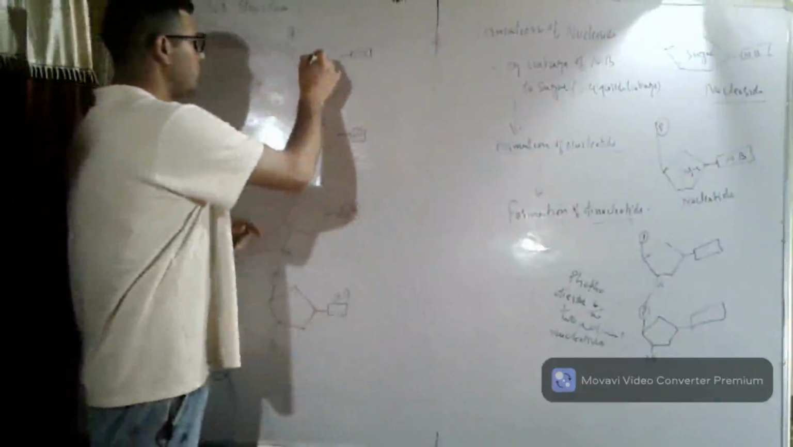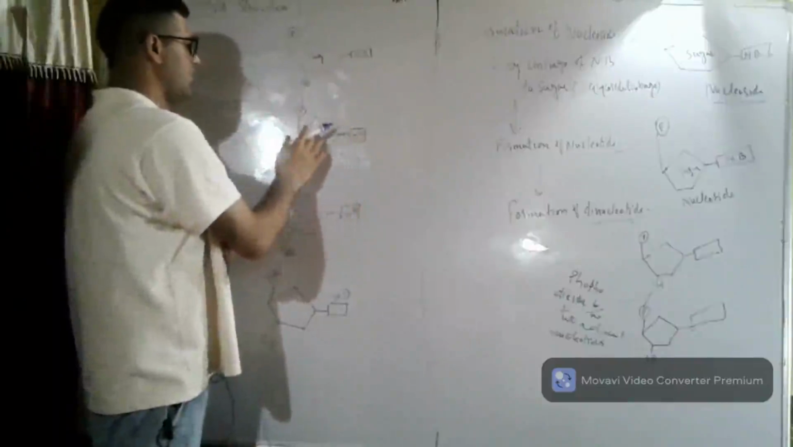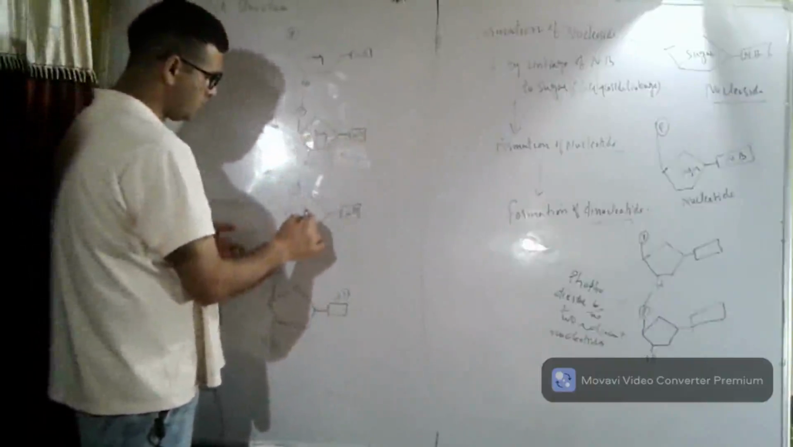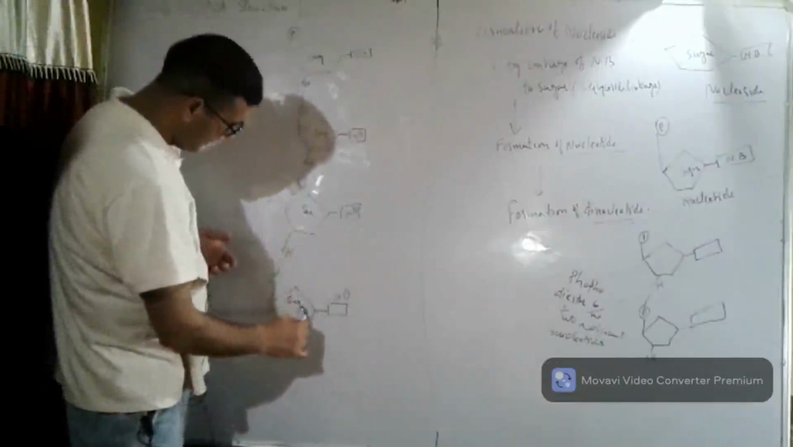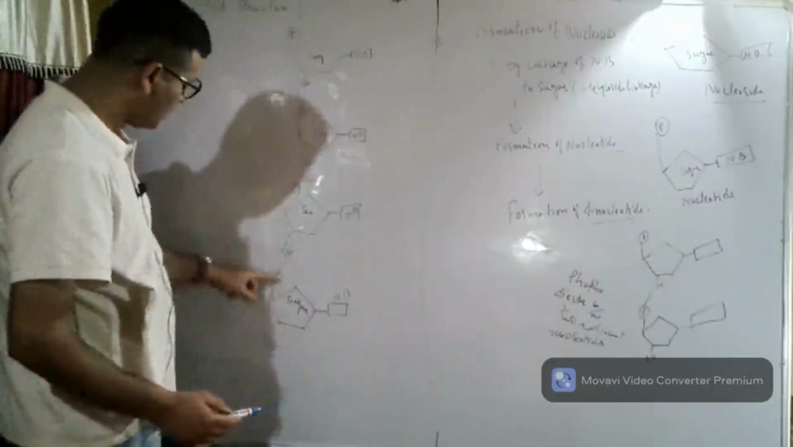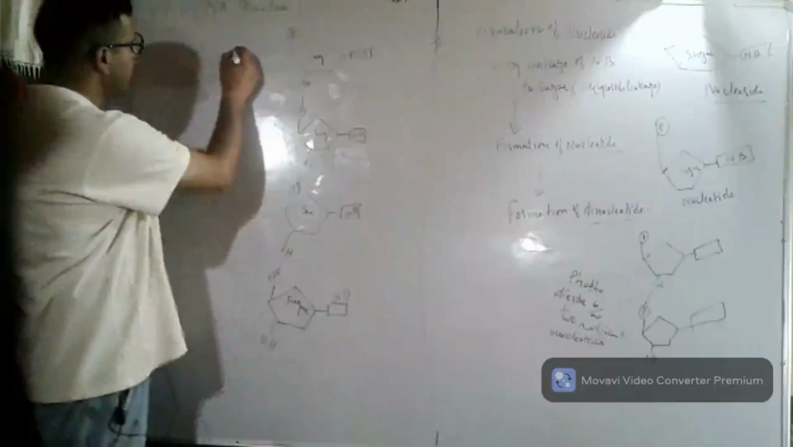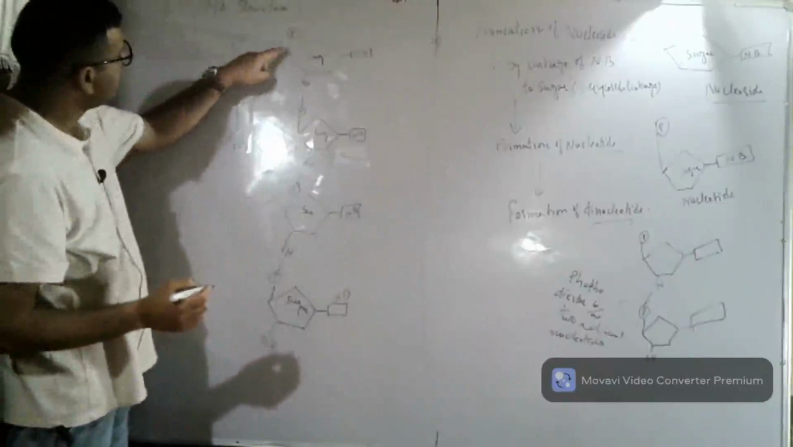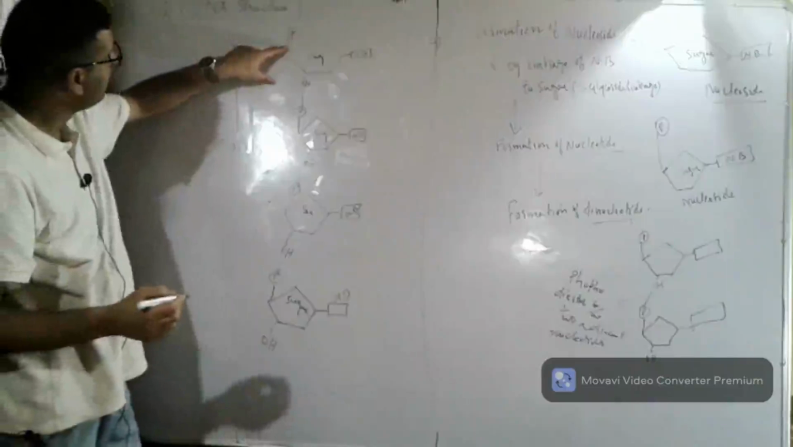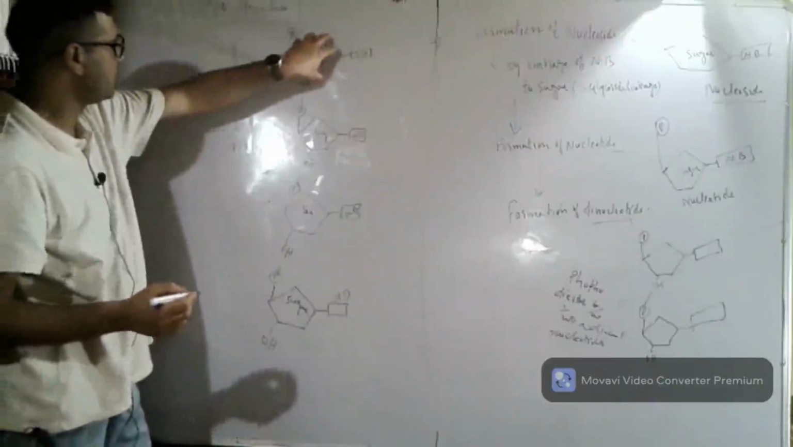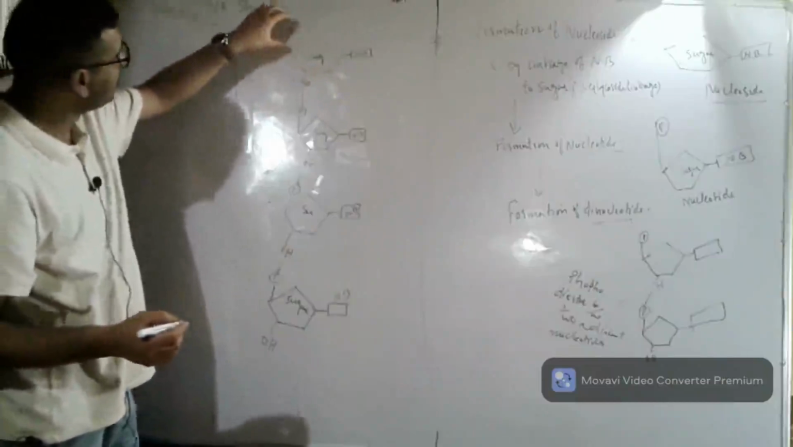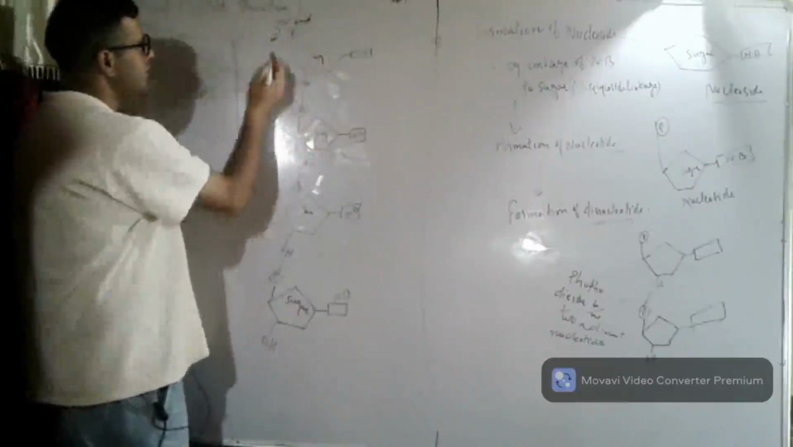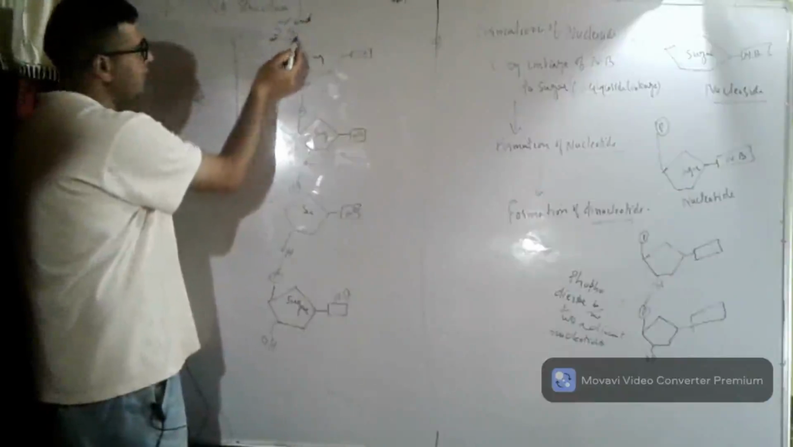This is sugar component, this is sugar, 5 carbon sugar, pentose sugar, and this is phosphate group. See, in one strand, this is 5 dash, this is 3 dash. That means 5 dash means the phosphate group at the 5th carbon of the nucleotide which is present at the end, that is free. This is called as 5 dash end. This 5 dash carbon bears phosphate group and this is free.